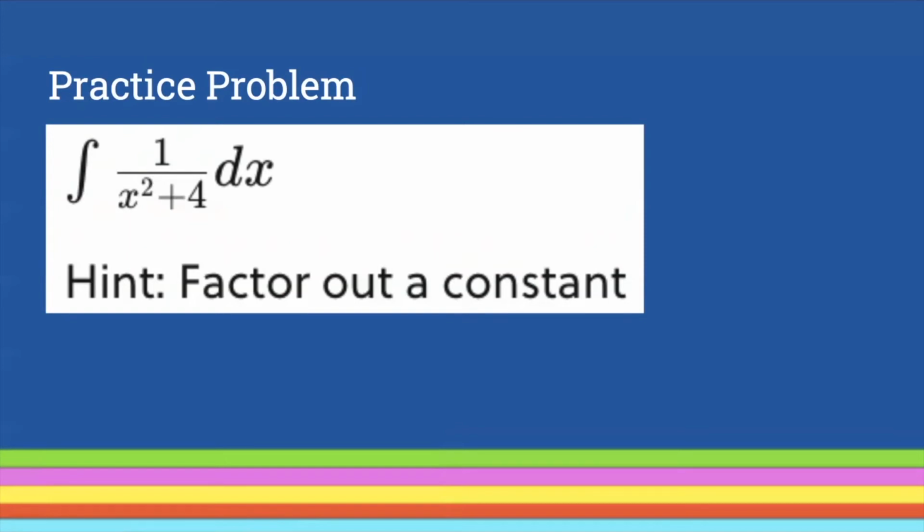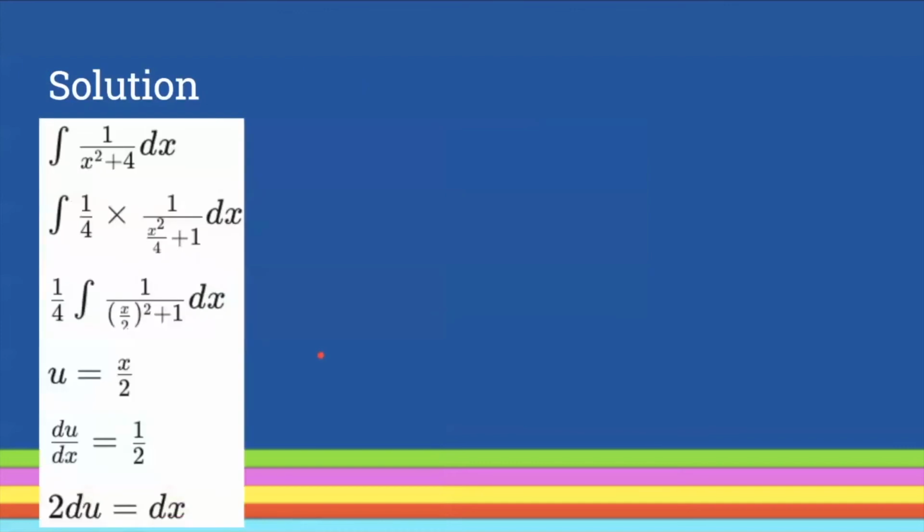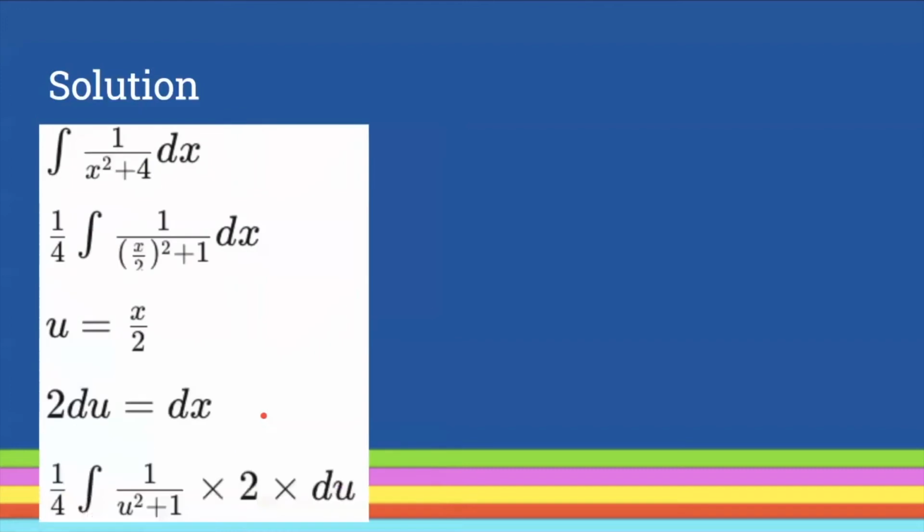The answer. So you factor out a constant, and that constant is 4 because you see there's a plus 4 right over here. So you factor that out, and then you can just carry that out of the integral. And then x squared over 4 is the same thing as the quantity x over 2 squared. So now you set u equal to x over 2, and then differentiate both sides of the equation, and then isolate dx.